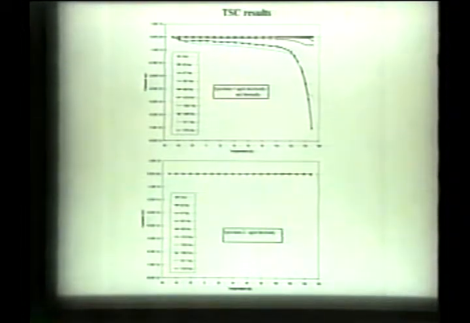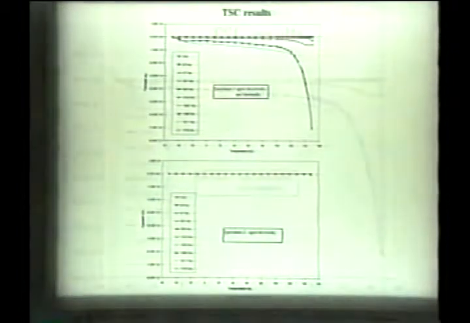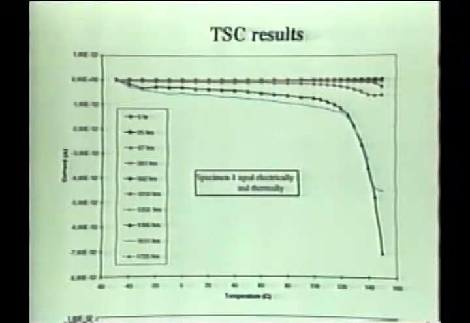The upper graph shows the result from specimen number 1, that was aged electrically and thermally. The bottom graph shows the result of specimen number 2, that was only aged thermally. The first 6 curves on the upper graph represent the electrical aging that took place during the first phase of the aging. You can see that all of the curves are perfectly superimposed.